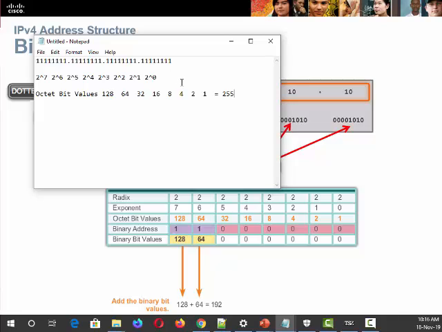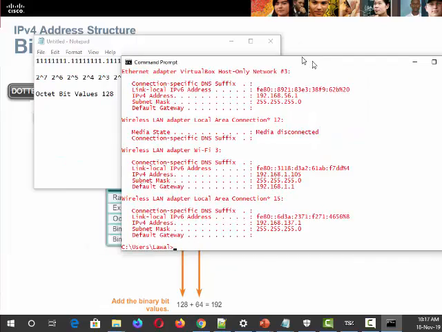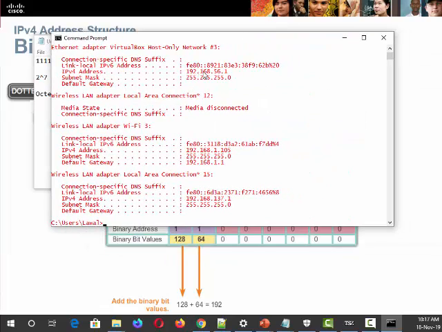Let me show you a typical example. For instance, the last time I showed you a typical IP address, 192.168.56.1, right? 192 is the value of one octet, 168 is the value of another octet, 56 is the value of another octet, and 1 is the value of the last octet.